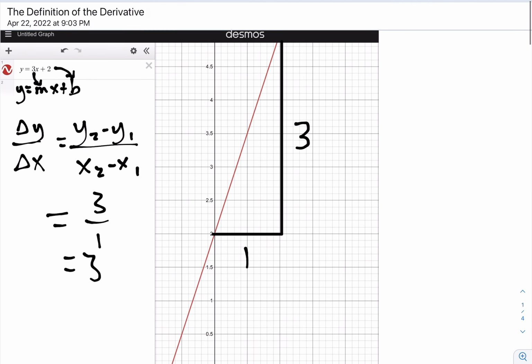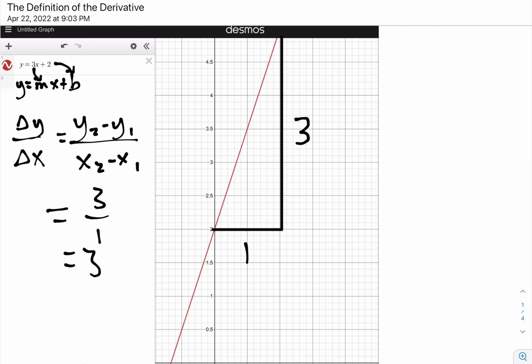Whereas in the examples we did up here, the rate of change wasn't changing, right? It was just 3 the entire way because this line was straight. It didn't matter what x was.